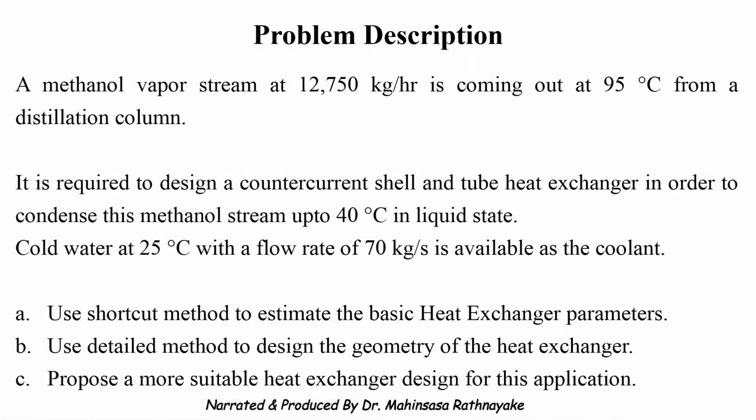This is our example problem. A methanol vapor stream at 12,750 kilograms per hour is coming out at 95 degrees Celsius from a distillation column. It is required to design a countercurrent shell and tube heat exchanger in order to cool down this methanol stream up to 40 degrees Celsius in liquid state. Cold water at 25 degrees Celsius with a flow rate of 70 kilograms per second is available as the coolant.